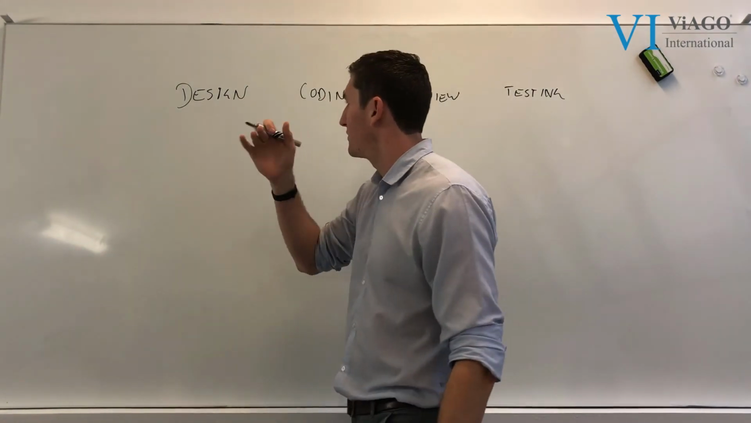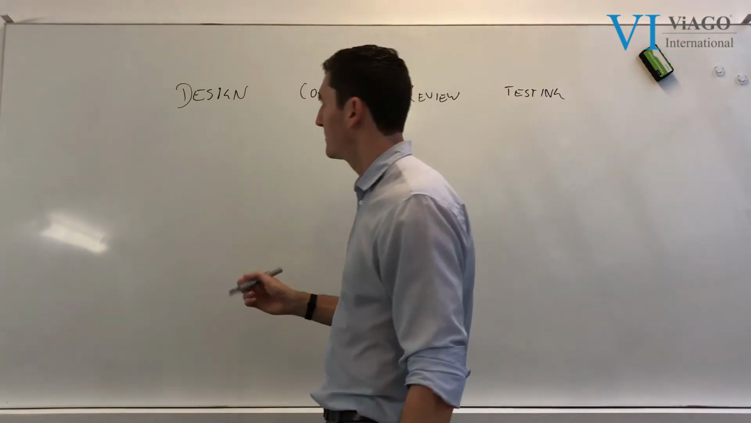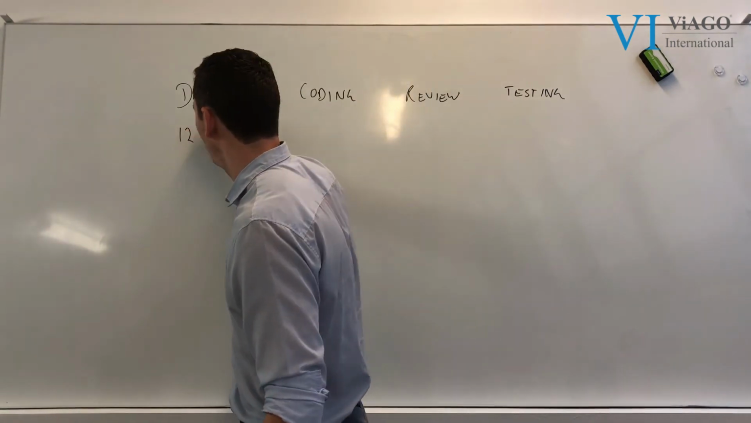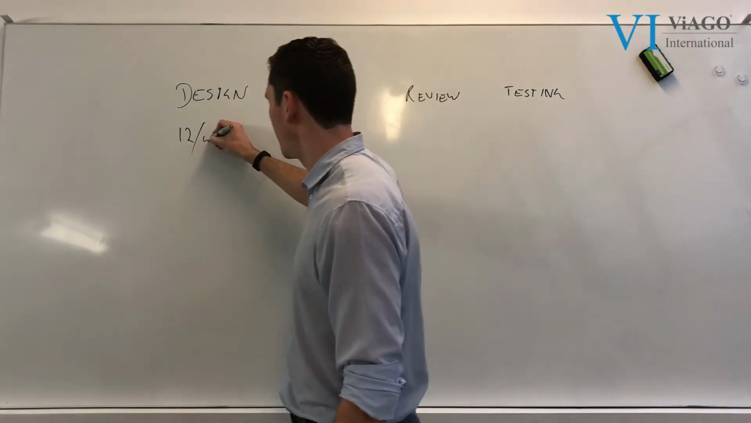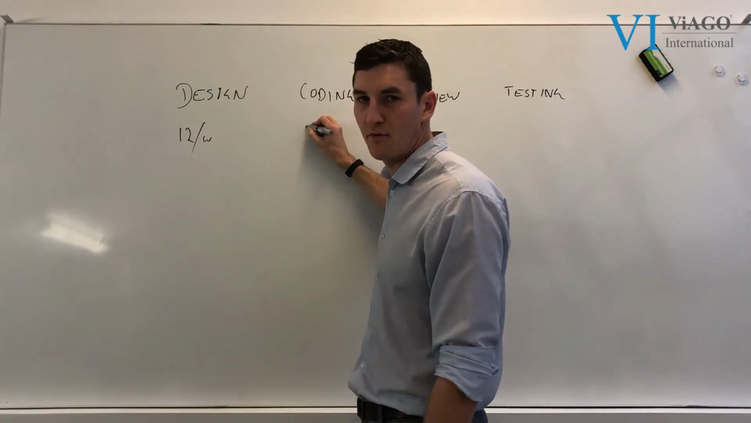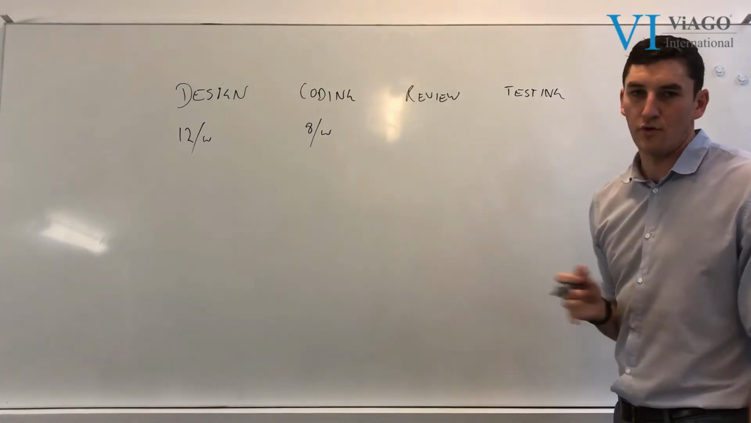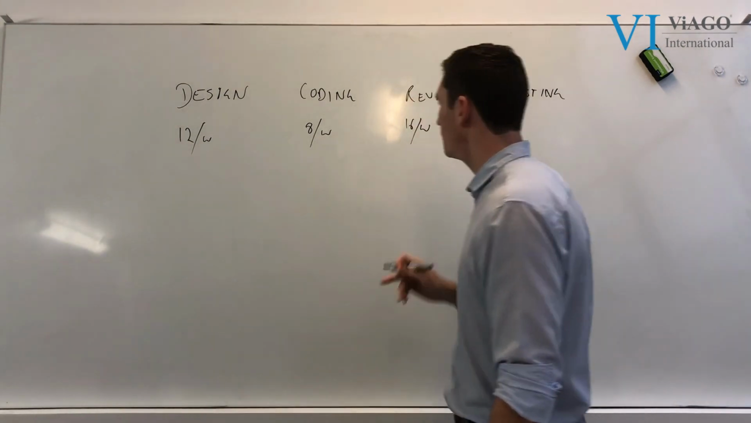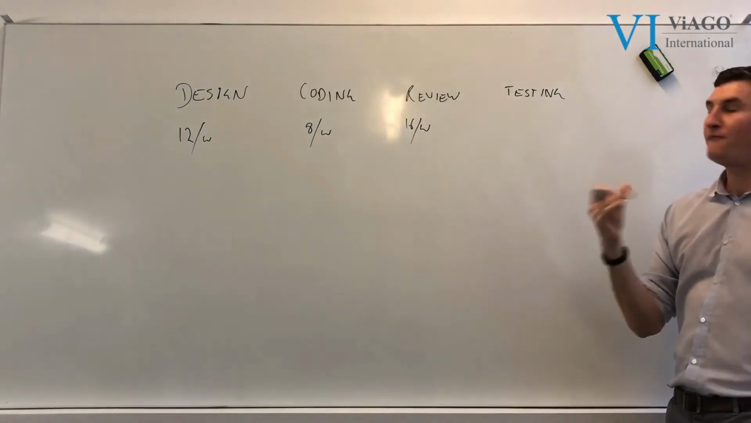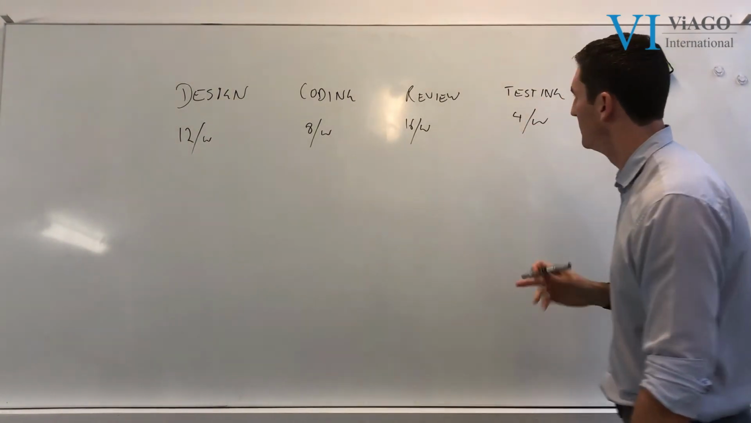Let's say your design team, however many people you've got on that, can design 12, let's call them features, chunks of work, 12 features a week. And your coding team can get through 8 features a week. Your review team can get through, say, 16 reviews of features a week. And finally, your testing team can get through 4 a week.